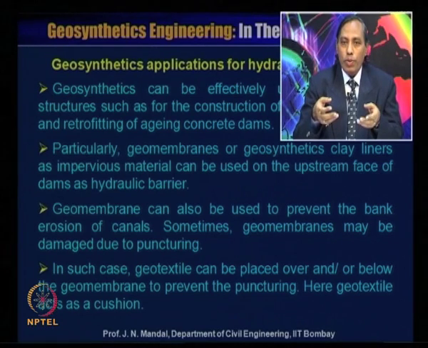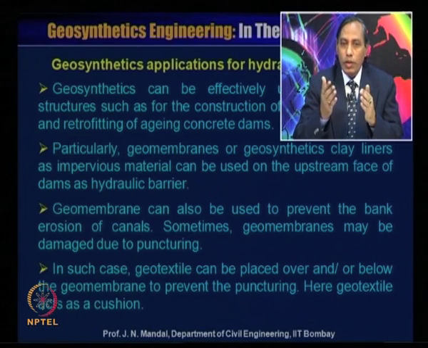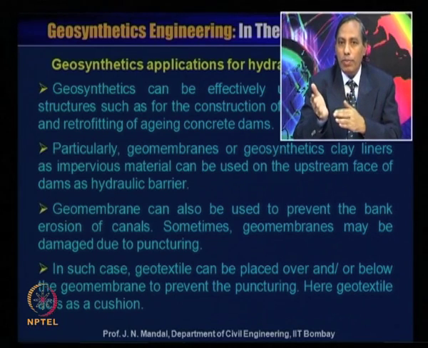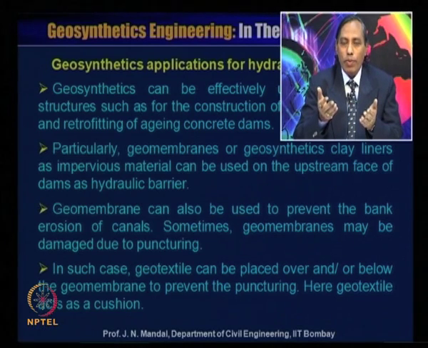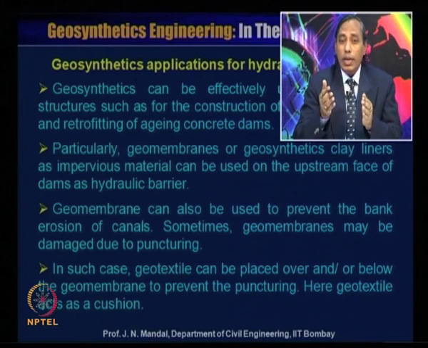So, we have geosynthetic material in terms of permeable material as well as impermeable material. In such cases, we can use impermeable material, what you call geomembrane, to protect the water or control the seepage, and sometimes we can also use permeable material like geotextile, either woven or non-woven, for proper filtration and drainage. Particularly, geomembrane or geosynthetic clay liner as impermeable material can be used on the upstream face of the dam as a hydraulic barrier. Geomembrane can also be used to prevent bank erosion of a canal.